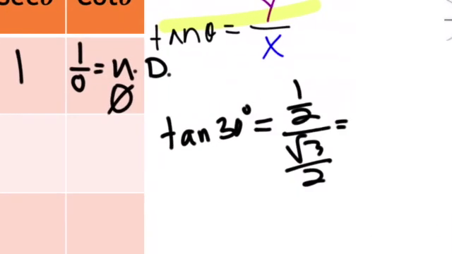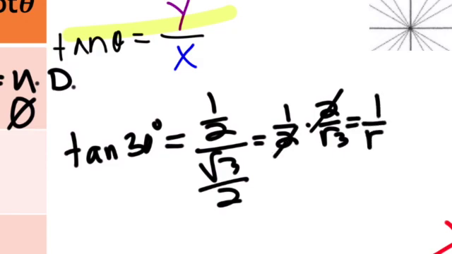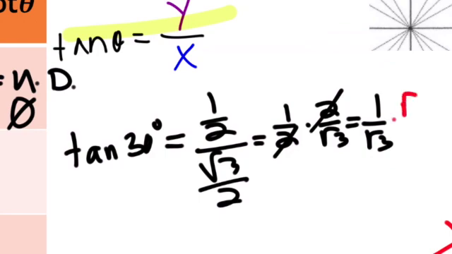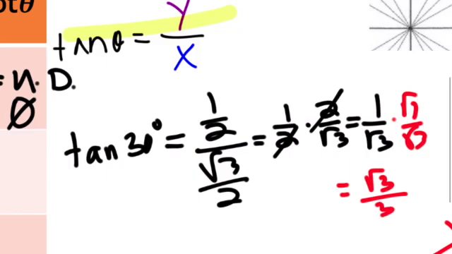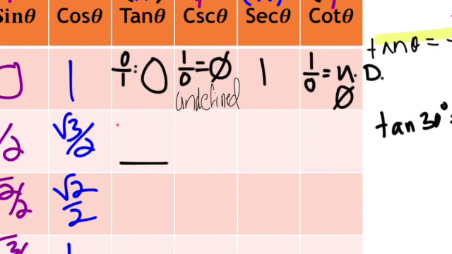So this is the exact same thing as doing 1/2 times 2 over radical 3. All right, cross out the 2's. I end up with 1 over radical 3, but we have to rationalize this. So I multiply the top and the bottom by radical 3, and I get radical 3 over 3. Perfect. So now that's my tangent of 30. It is radical 3 over 3.